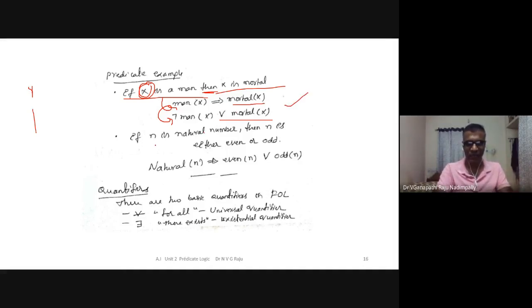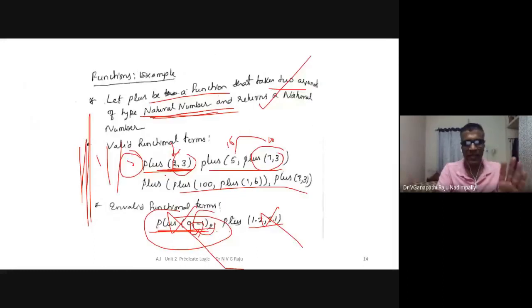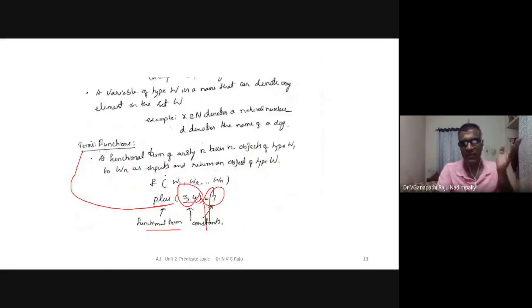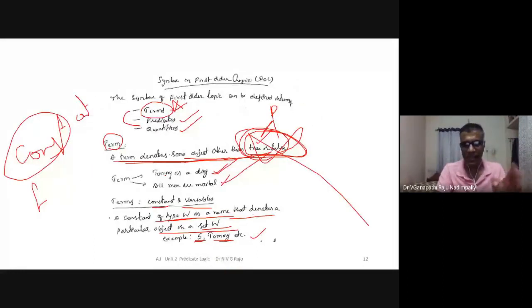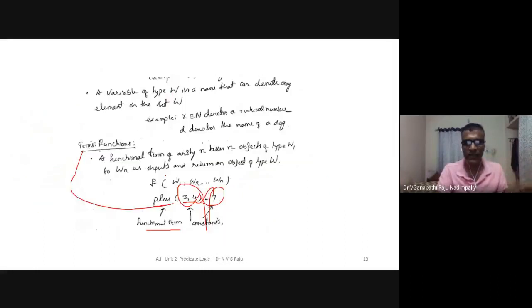Now, another example: if n is a natural number, then n is either even or odd. Can I write this statement? This, I cannot call it a sentence. Sorry, it is a predicate. I cannot call it a sentence. Sorry, I am still using the propositional logic terminology. Now you can call it a term. You cannot use sentence. It is a term.